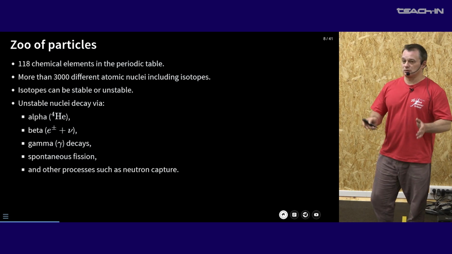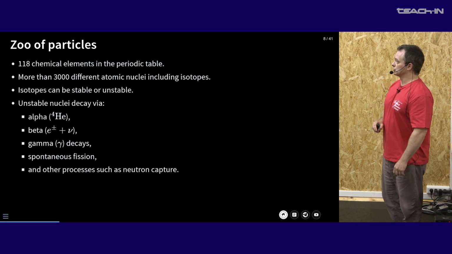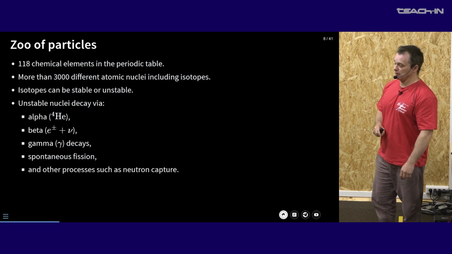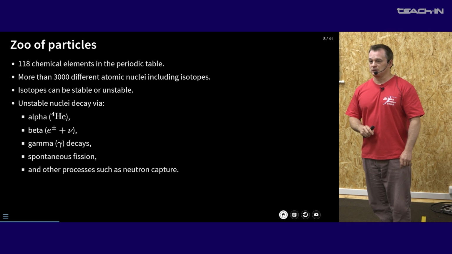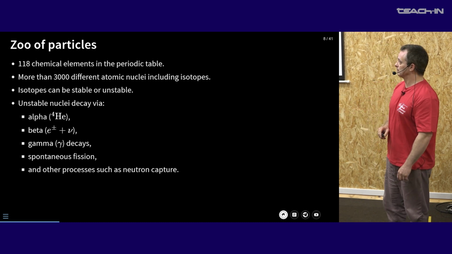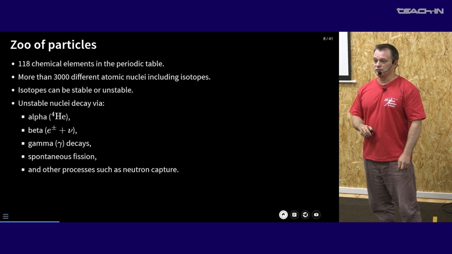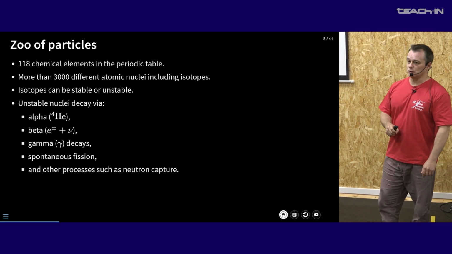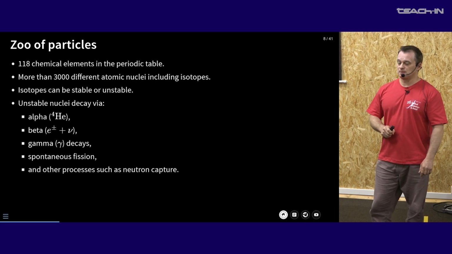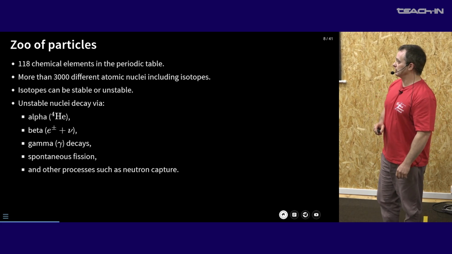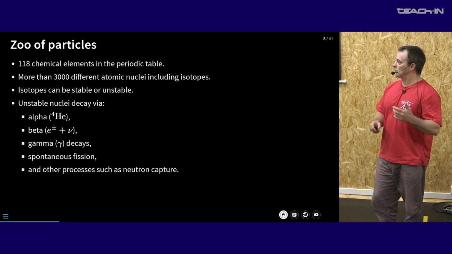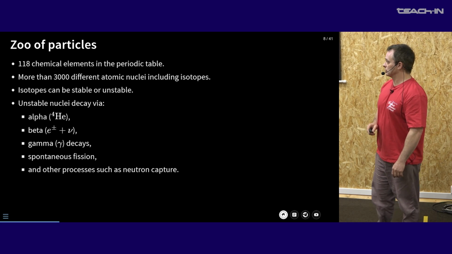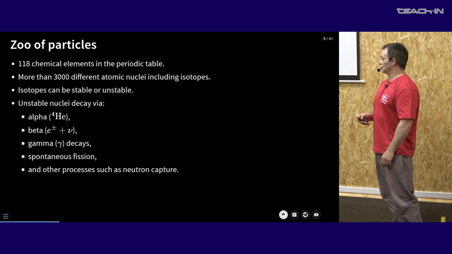Based just on this simple picture, we can construct a full zoo of particles. In total, we have 118 chemical elements in the periodic table and more than 3,000 different isotopes. Lots of these isotopes are unstable, and they decay via alpha, beta, or gamma decay, or via spontaneous fission, and there are other processes like neutron capture.